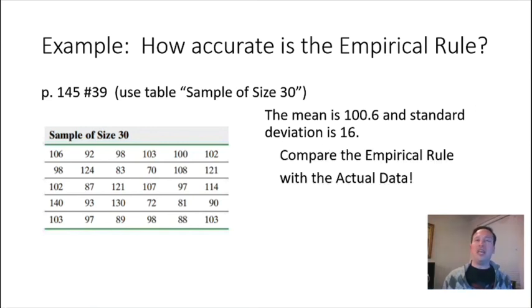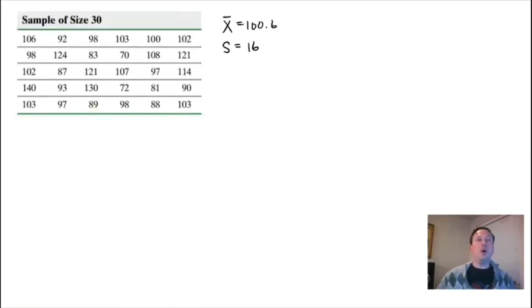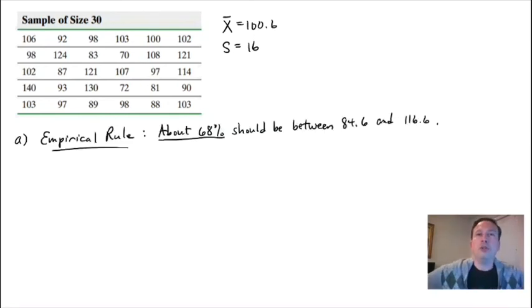So now what we're going to do to see how accurate the empirical rule is, we're going to compare the statements of the empirical rule with the actual data set. So the actual data set has a mean of 100.6 and a standard deviation of 16. So the empirical rule, step 1, would tell me that 68% of the data will be between 84.6 and 116.6. How did I get that? So remember on the number line, 100.6 would be in the middle, and then what do you do next? You're going to add 16 and you're going to subtract 16 from the average. That's how I got those numbers.